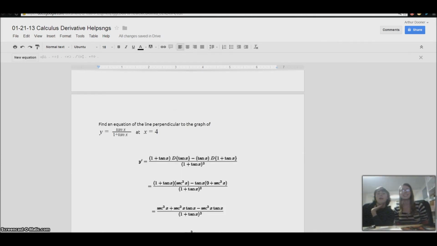Now for an equation of a line perpendicular to the graph of y equals tan x over 1 plus tan x at x equals pi over 4. So this incorporates a bunch of stuff that we've learned. So both finding the derivative, making a tangent line, and then finding a perpendicular line. It's an extensive problem, so it'll take a while, so sit tight, guys.